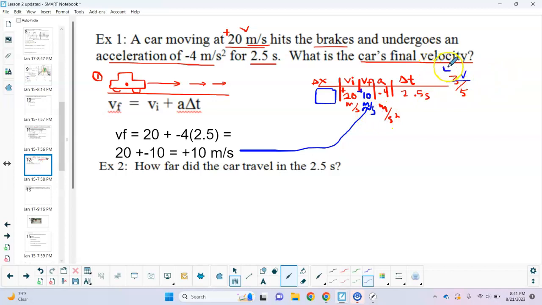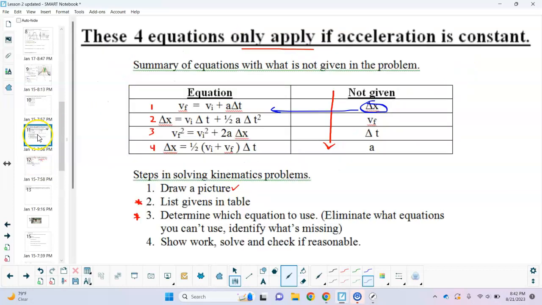If you have 4 out of the 5, you're in really good shape, because then you can pick whatever equation you like as long as it has the variable that you're looking for. So in example 2, it's the same problem, but this time it asks for how far did the car travel. How far is a measurement of displacement. So we're looking for how far did it change its position. That's delta x. So we can go back to this equation sheet, and we can figure out whatever equation we want to select, and that's fine.